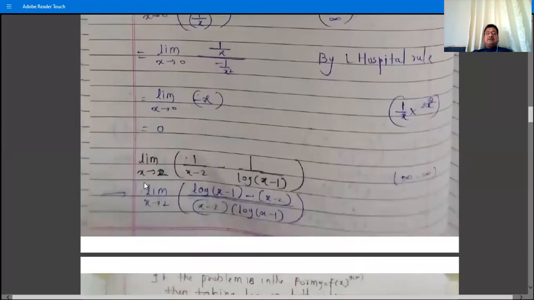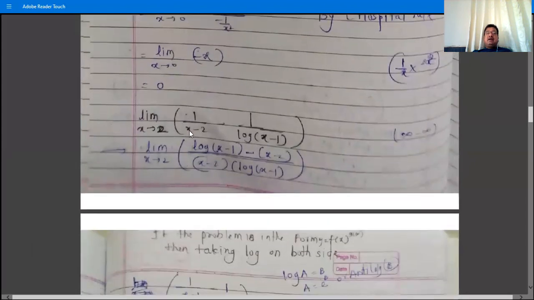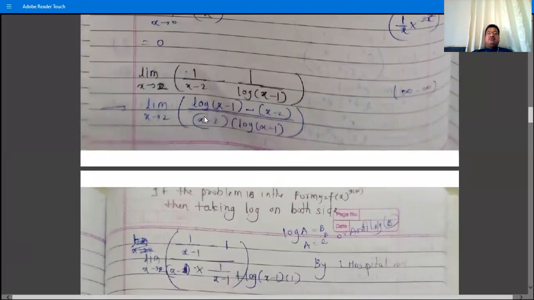Okay. Next problem, limit x tends to 2, 1 by x minus 2 minus 1 by log x minus 1. If we substitute x as 2, we have 1 by 2 minus 2, 1 by 0, that is infinity. Similarly, log 2 minus 1 means log 1. Log 1 is 0, and 1 by 0 is infinity. So we have the infinity minus infinity form. Now we reduce this form to 0 by 0 or infinity by infinity.